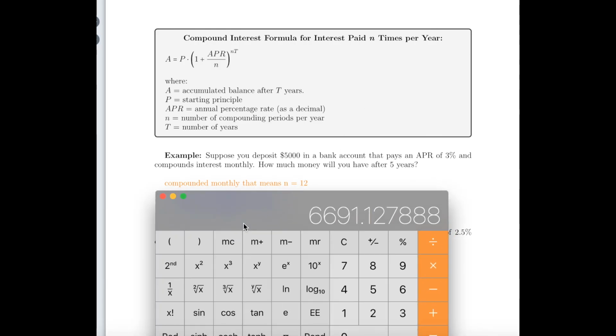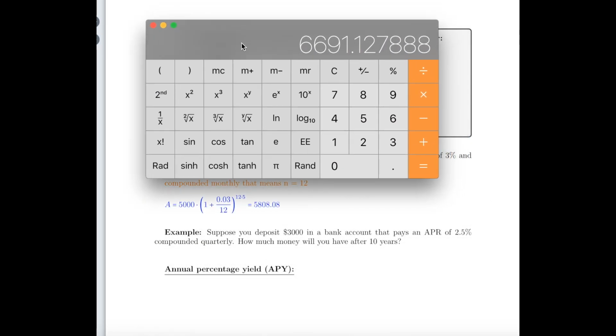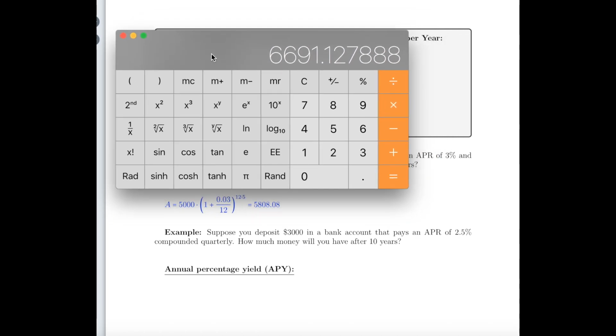If you are concerned about how to plug that into a calculator, I'll go ahead and do that for y'all right now. So we have 0.03 divided by 12, right? We're adding 1. We're bringing that to the power of 60 because 12 times 5 is 60. And then we are multiplying that by $5,000, which gets us 5808.083. But since it's 0.083, the 3 tells us we can keep the 8. We don't have to round up, so that's why I left it at 5808.08, since we always round to the nearest cent with the money problems.